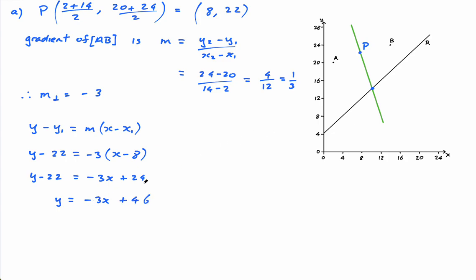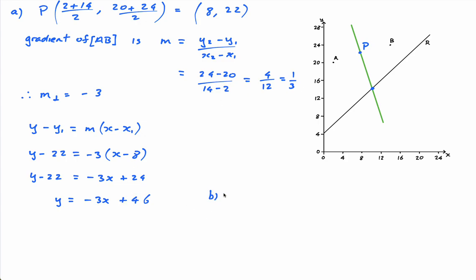Does that seem right for this equation of the line? Yes, because if you keep drawing that straight up, it's not going to reach the y-axis until quite high, which is the 46, and the gradient of minus 3 looks like a gradient of minus 3. Okay, so that's the answer to part A.